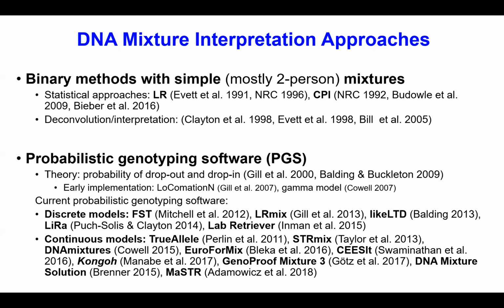Bruce Budowle and colleagues at the FBI have a nice paper from 2009, and Fred Bieber and colleagues published an article in 2016 about some of the limits of what you can do with CPI. Of course, there's deconvolution, where you may be able to pull out a major contributor and then do a random match probability on that. Over the last few years, we've had the growth of probabilistic genotyping software. The theory was introduced about 20 years ago, and early implementations happened at the Forensic Science Service. Robert Cowell also produced the gamma model that he described in 2007. Then a number of discrete and continuous models have been published and described in the literature.